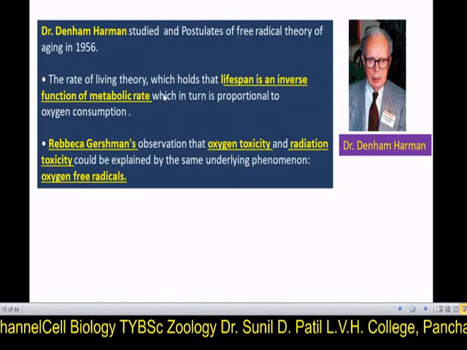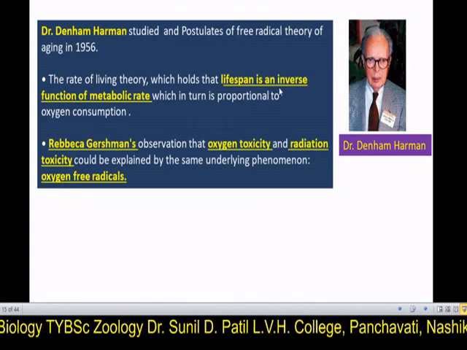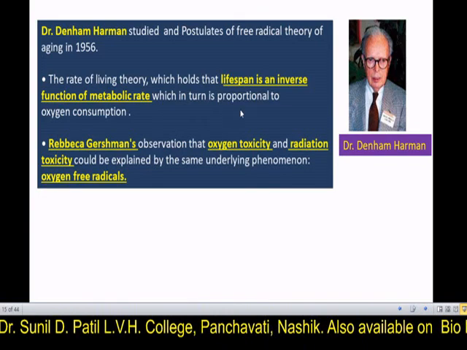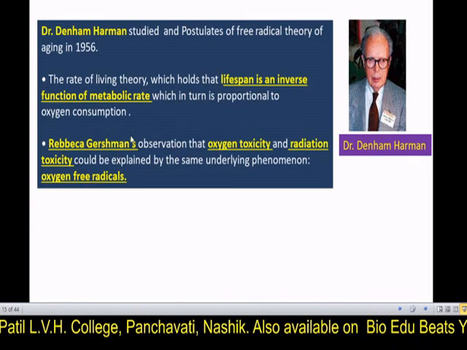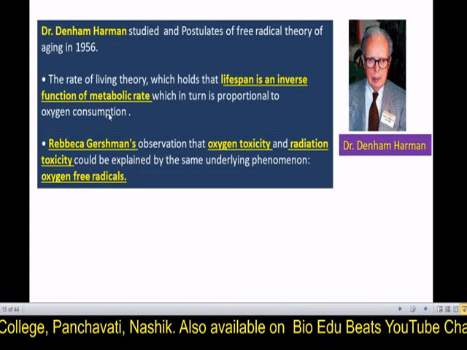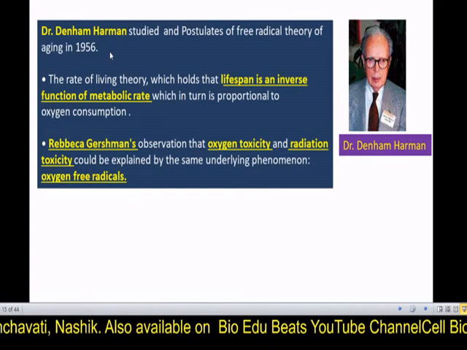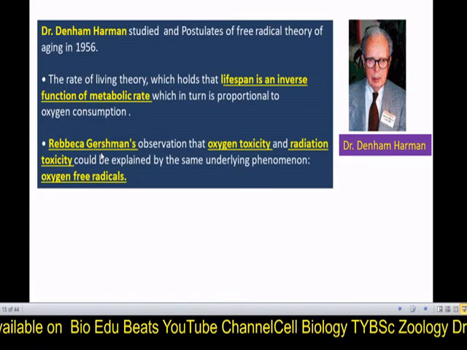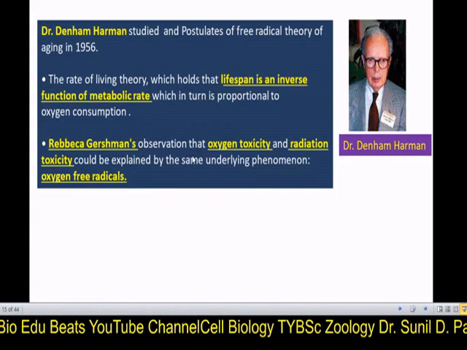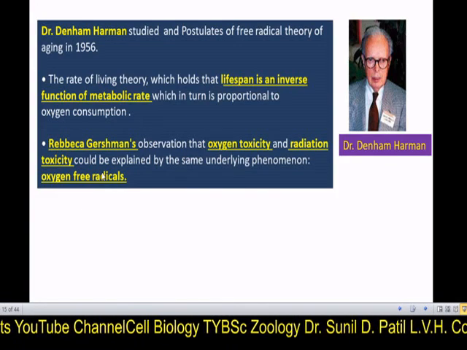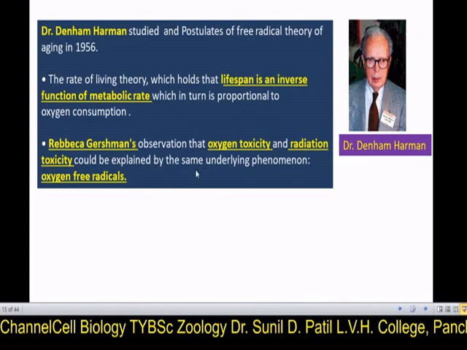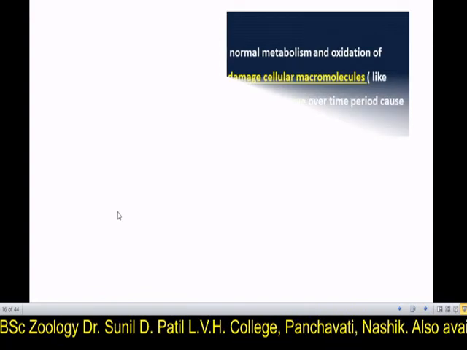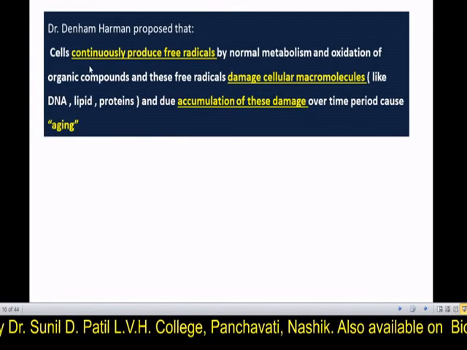The rate of living theory holds that lifespan is an inverse function of metabolic rate, which in turn is proportional to oxygen consumption. So it is inversely proportional to oxygen consumption, according to Denham Harman. Rebecca Gershman's observation was that oxygen toxicity and radiation toxicity could be explained by the same underlying phenomenon, that is oxygen free radical. So the oxygen free radical is one part.